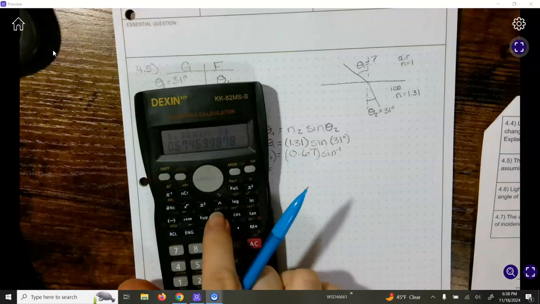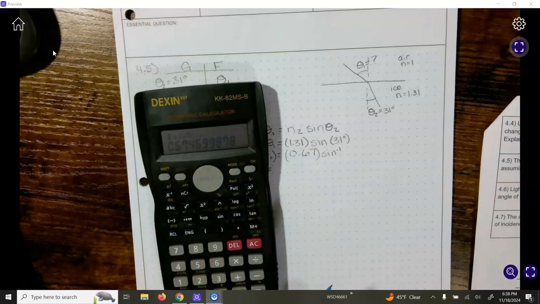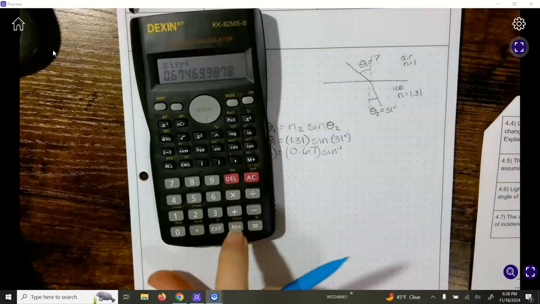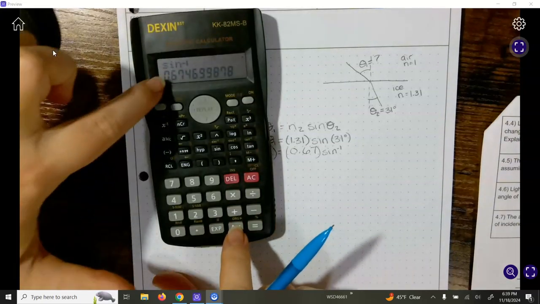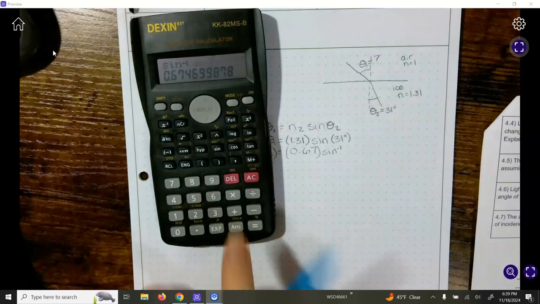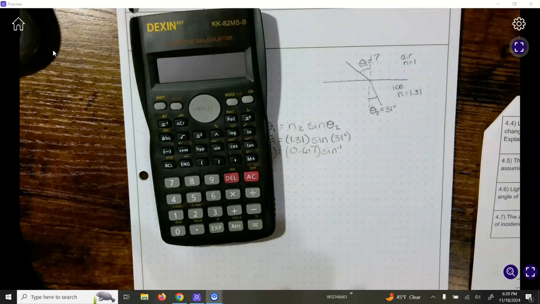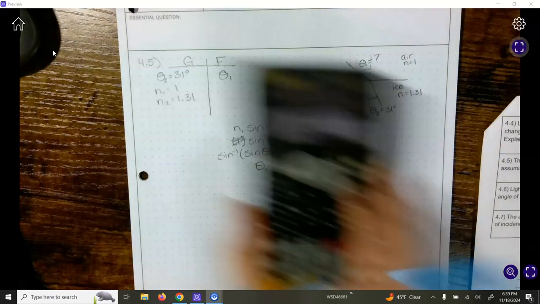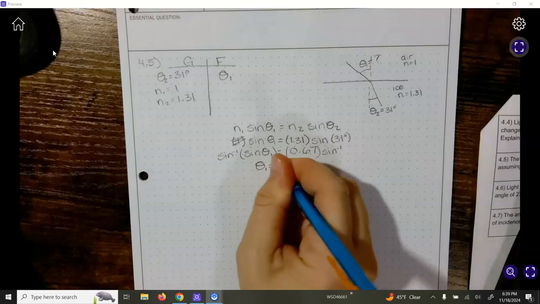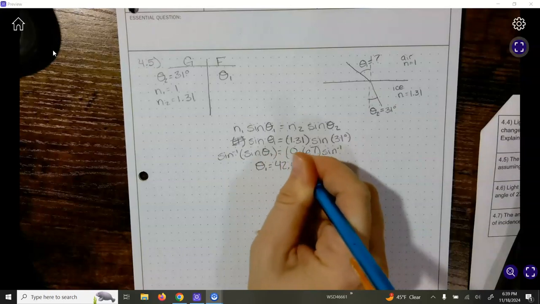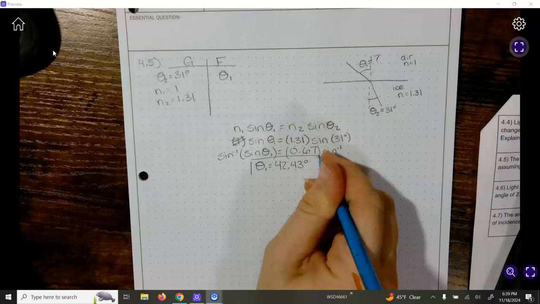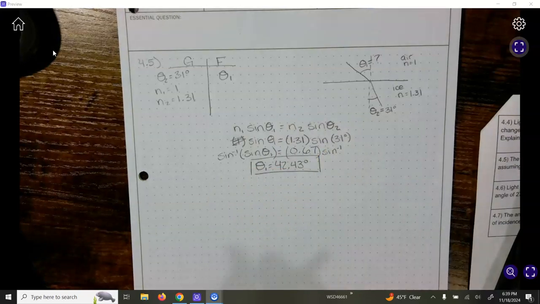So shift, sine, and then I'm going to click this answer button, and it's just going to drag my answer, 0.674, blah, blah, blah. It's going to drag it in there, and then I'm going to click enter. And there's my answer, 42.43. That's what I'll round it to, 42.43 degrees. That is my angle of incidence.